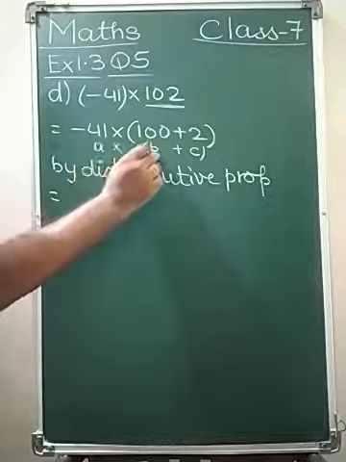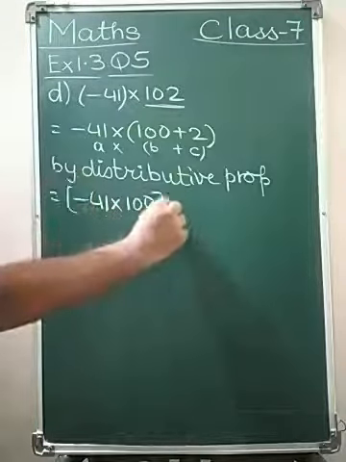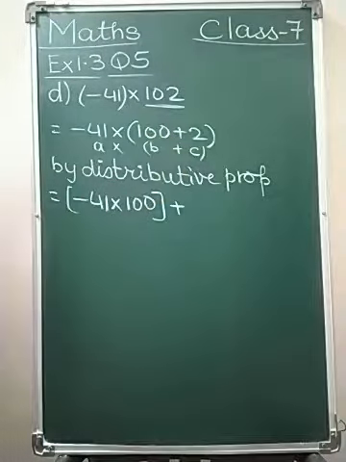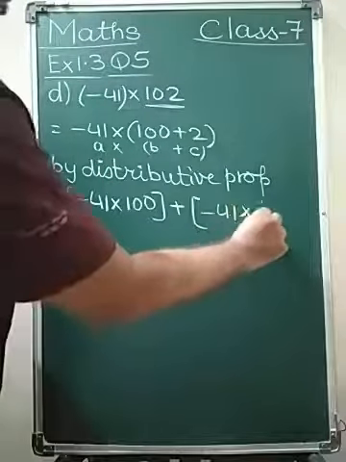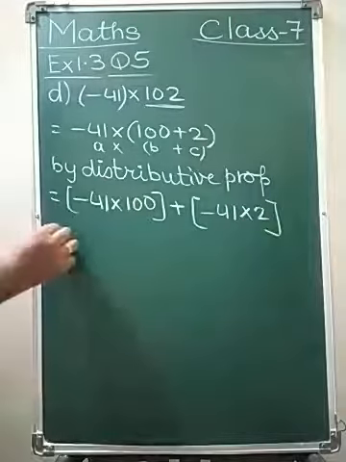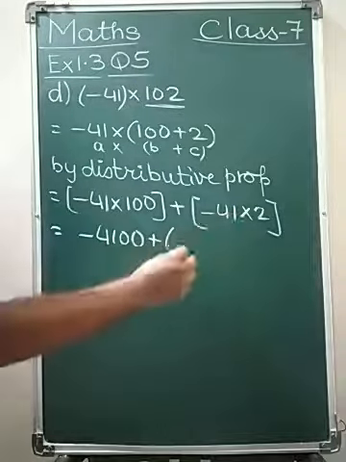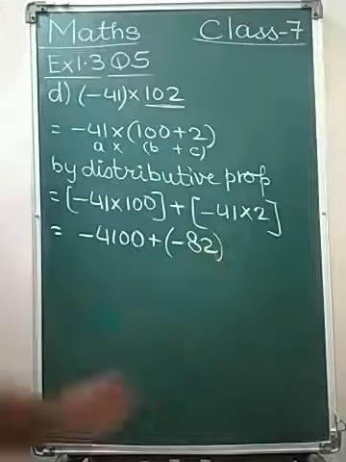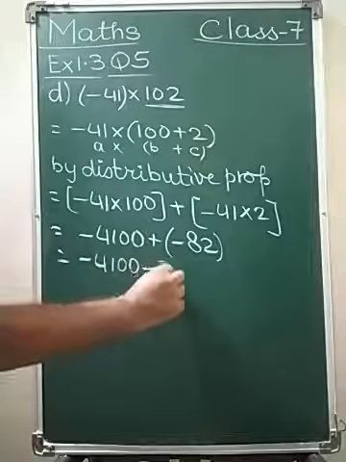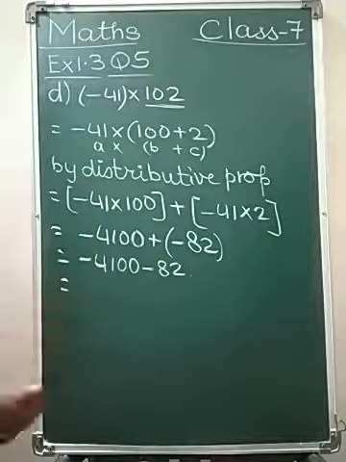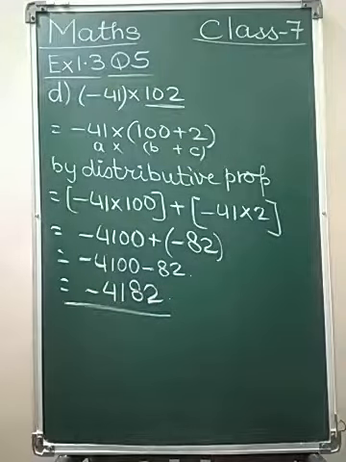Now this A should be multiplied by B first. So minus 41 multiplied by 100 plus, now the plus sign is there, and this A should be multiplied with C also. Minus 41 multiplied by 2. So the answer comes to minus 4100 plus minus 41 into 2, minus 82. Now this will become minus 4100 minus 82. So minus and minus plus, so minus 4182 is the answer, and the D question is also solved.